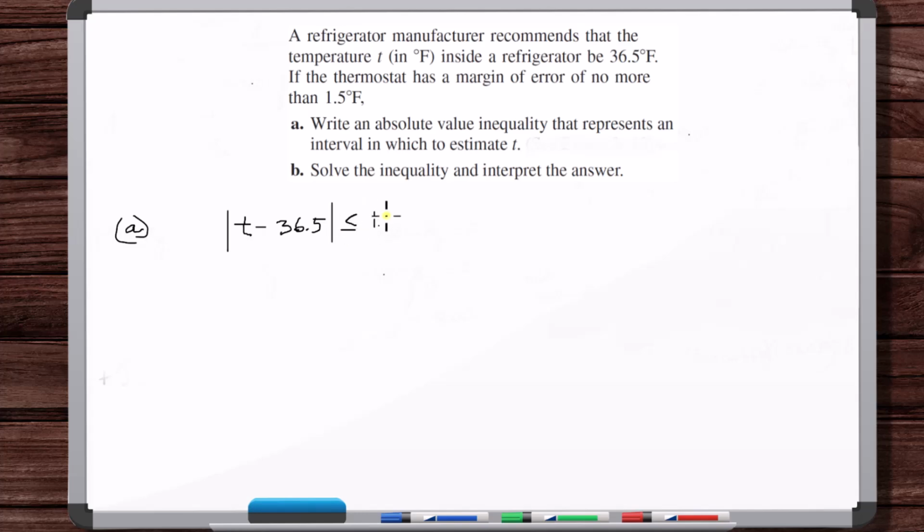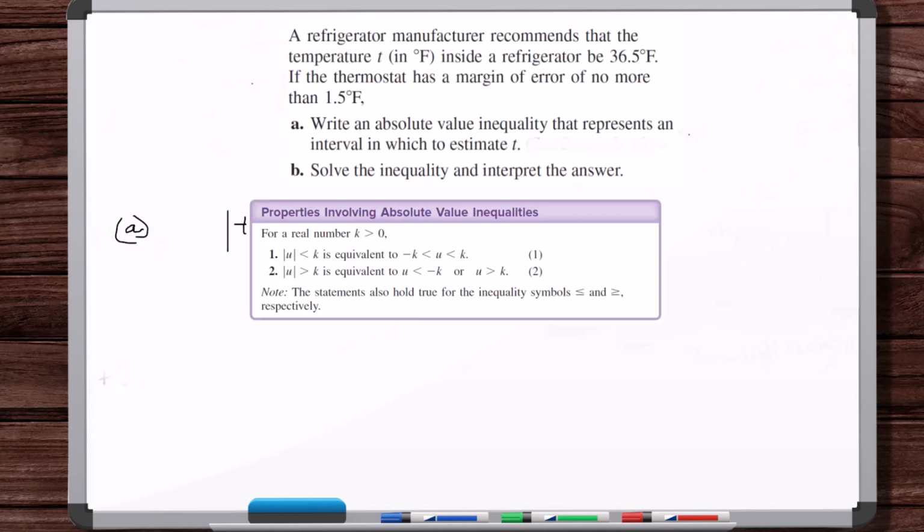I don't like how this problem is stated. The refrigerator manufacturer recommends that the temperature inside a refrigerator be 36.5 degrees. So I guess you set it to 36.5 degrees, but the thermostat has a margin of error of no more than 1.5 degrees. So what's a range for what the actual temperature will be? I guess that makes sense. Okay, so we need to solve this inequality here.